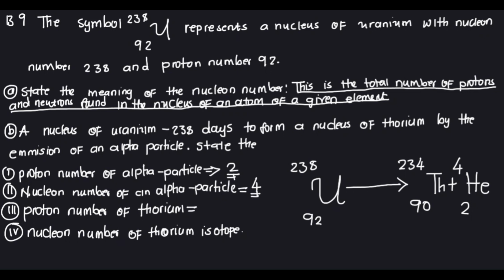Then the proton number of thorium. Thorium is what is formed here, the daughter atom. So for the proton number, we need to get this number here, 90. So we have 90 here. Then the nucleon number of thorium. So the nucleon or the mass number here, this is our 234. So this is how we can answer this question.